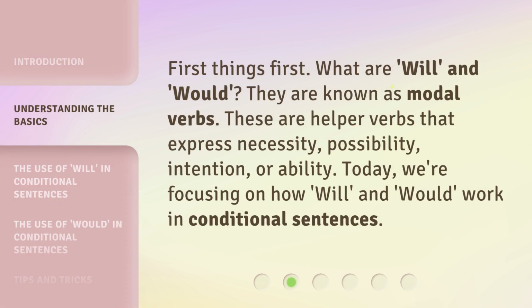First things first. What are will and would? They are known as modal verbs. These are helper verbs that express necessity, possibility, intention, or ability. Today, we're focusing on how will and would work in conditional sentences.